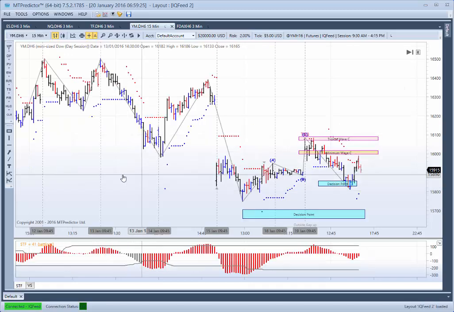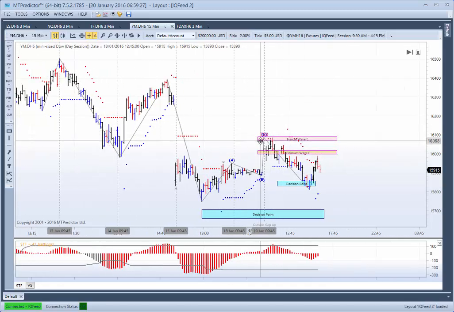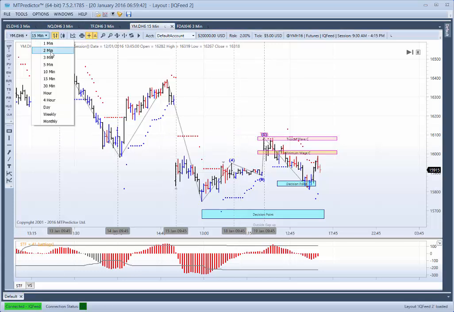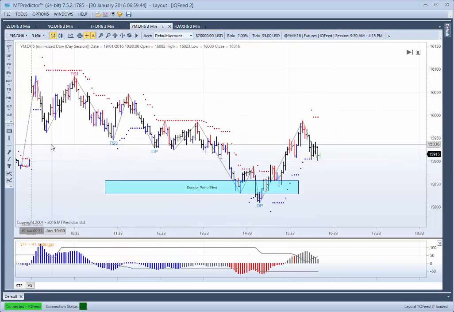If the large degree chart has a nice clear clean pattern like we had here, either at DP support or resistance, or a nice Elliott wave pattern as found on the Elliott wave tool, again, this has to be looking good. It has to be a nice clear clean pattern. We then look to trade in the direction of that large degree trend on the shorter time frame.